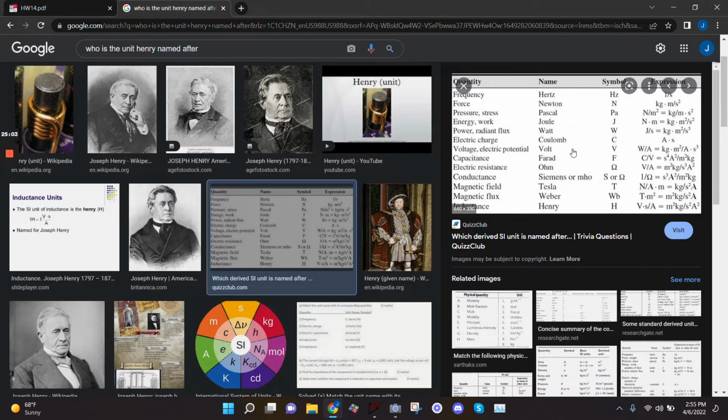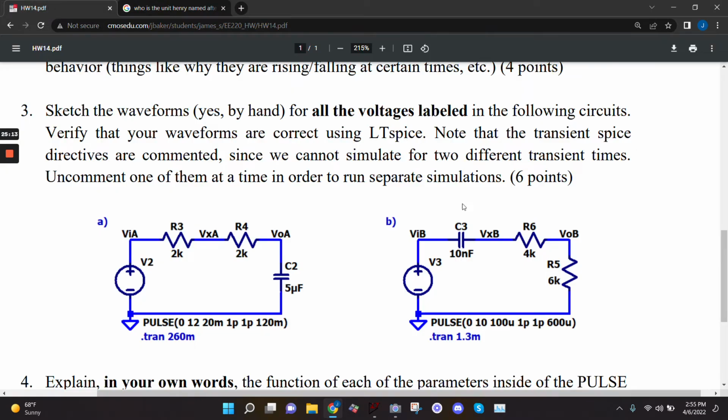I noticed a lot of you put joules when we were trying to find charge across the capacitor. Charge is in coulombs, it's not in joules. Joules is energy, so just make sure you know that distinction.